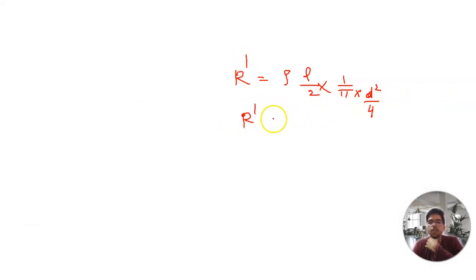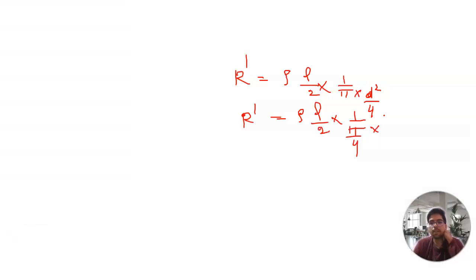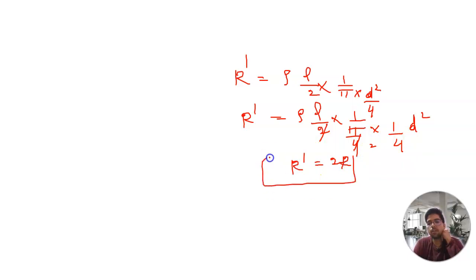R dash. R dash is how much? Rho L by 2 over area, pi r square. r square means D square by 4. And the diameter, as per the question, is half, so D square becomes 1 by 4. So this is 2 to the 4, comes out to be above. Clear? So R dash is twice of R.